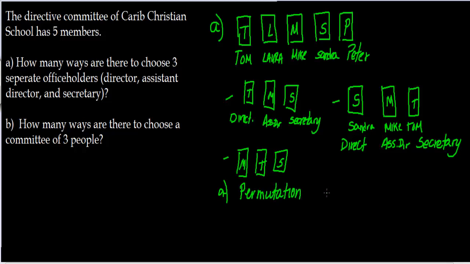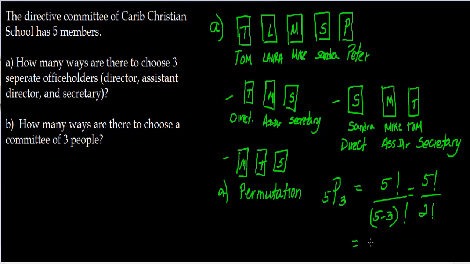And we write 5P3. We're choosing 3 people at a time from a group of 5. And that's 5 factorial over 2 factorial, and you can do that in your calculator. This becomes 5 times 4 times 3. And that's 60 different ways in which you can choose 3 people out of 5 to hold these offices.